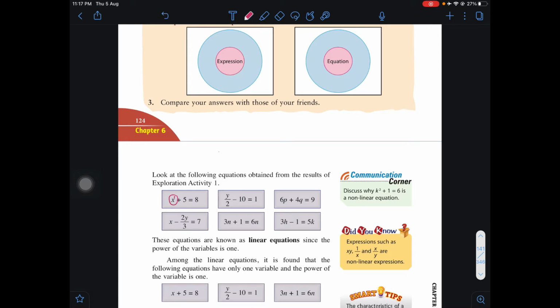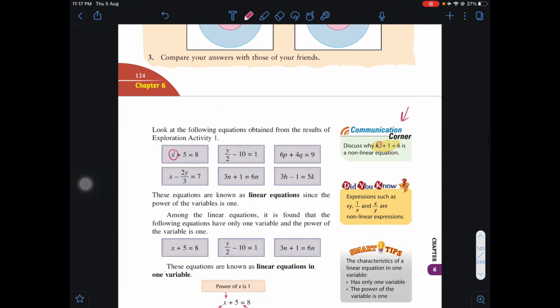Communication center. Discuss why k squared plus 1 equals 6 is a non-linear equation. Non-linear means that it is not a linear equation. Of course it's not a linear equation, because previously I already explained that the unknown must be to the power of 1, but this one is to the power of 2. So therefore it's not a linear equation.